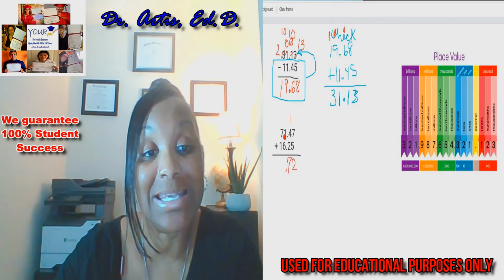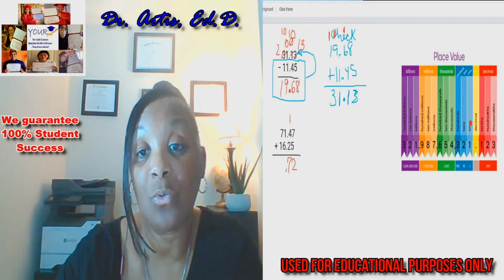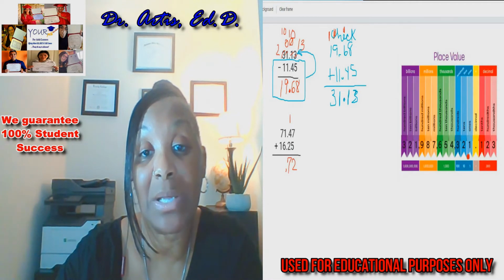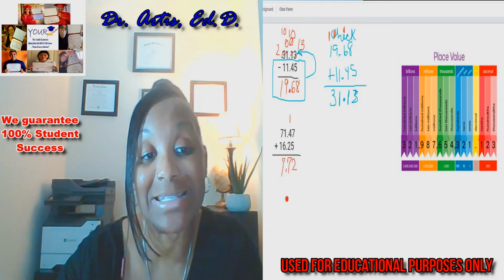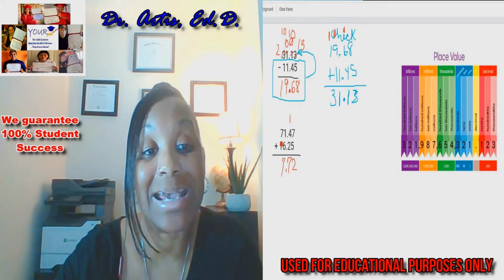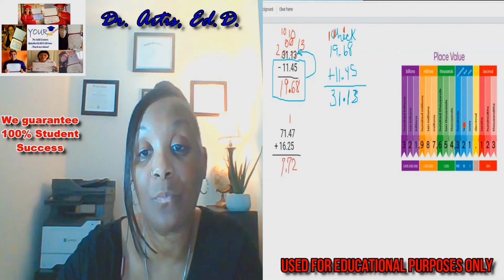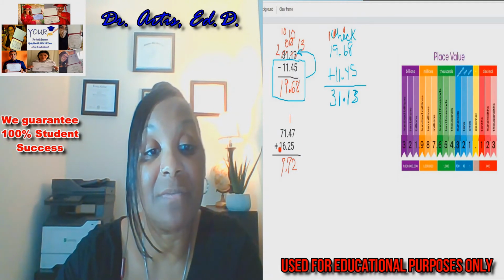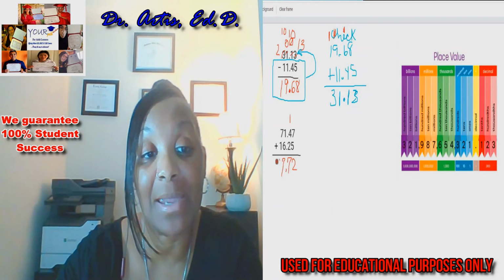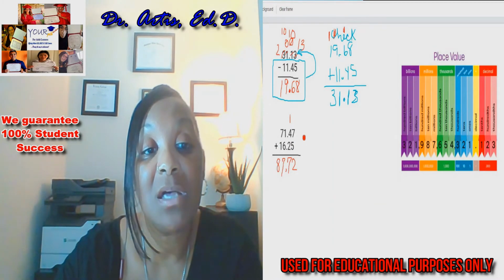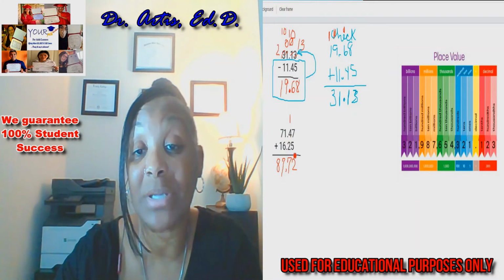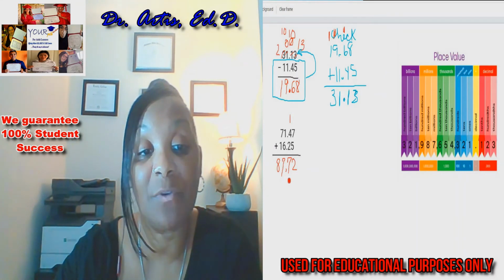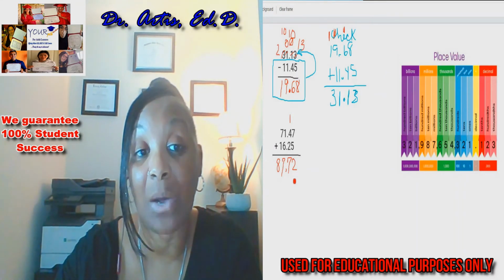As you see, these numbers are in front of the decimal, so they will be considered as being in the ones column. So here we have 6 plus 1 is 7. 7 is a single digit, so we just write 7 here. Moving over to the next column, which is our tens column, we have 7 plus 1 is 8, so we just write 8 here. So when we add 71.47 plus 16.25, we get 87.72 as our answer.